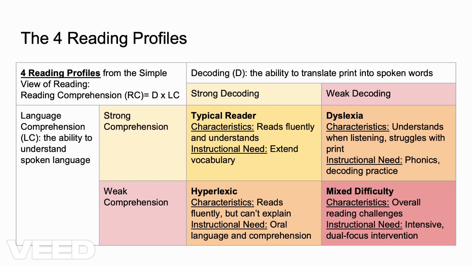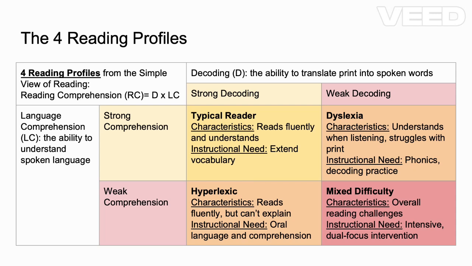When we look at a student who has weak comprehension and strong decoding, this is the profile of a hyperlexic student. The characteristics are that they can read fluently but can't explain what they read. The instructional need is instruction in oral language and comprehension.